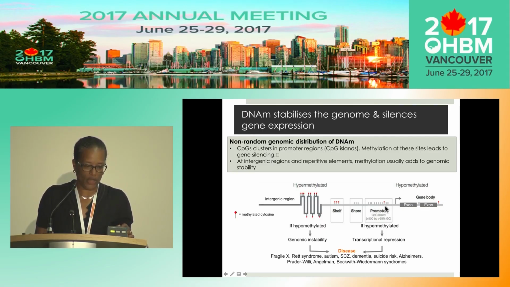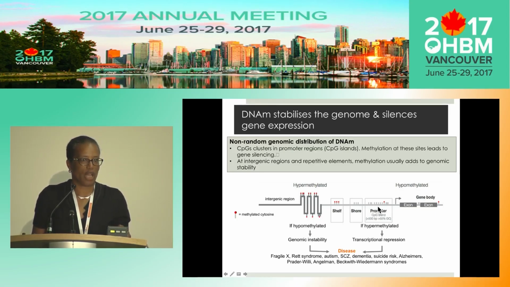And those sites of highly dense and concentrated CpGs usually are non-methylated. The fact that they are non-methylated allows gene expression and transcription. And if DNA methylation occurs at this site, that would translate into inhibition, silencing of gene expression.